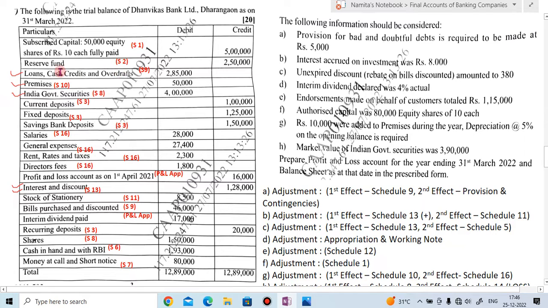Reserves and surplus will have to be posted in reserves and surplus, that is schedule number 2. Okay, then so on like this. In front of each entry I have marked in which schedule this entry will be posted. Okay, now next is what?